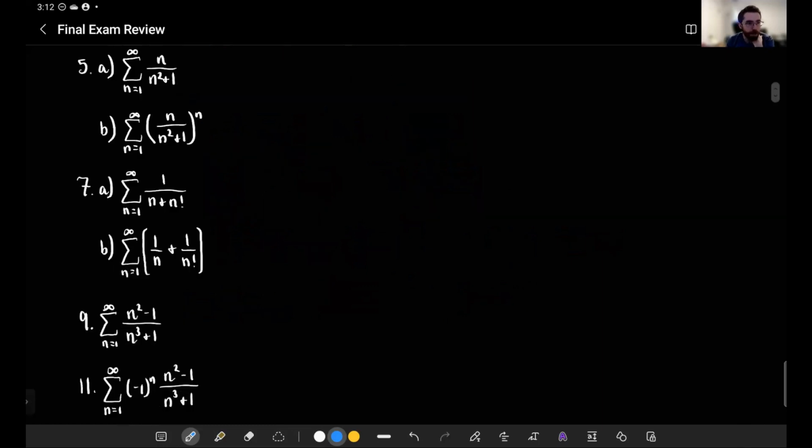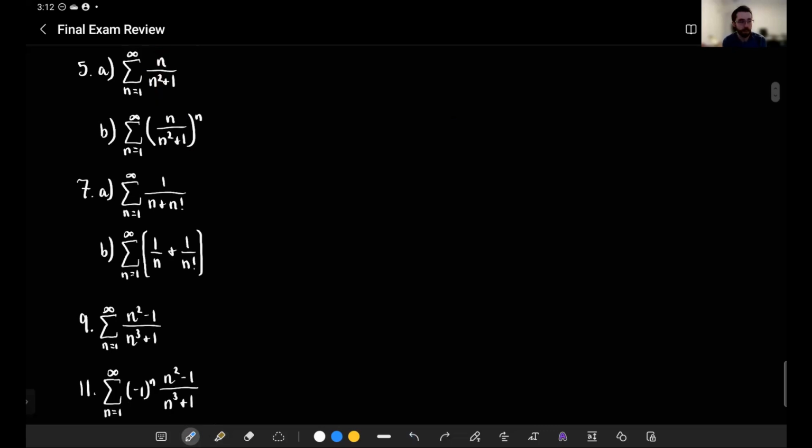Okay, scrolling down, 5a looks like n over n squared plus 1. I think to myself, the only terms that should matter are the highest powers in the top and bottom. Right, the plus 1 shouldn't impact us too much. So I think n over n squared is like 1 over n. So potentially this is like a harmonic series. So I ask myself, can I compare to the harmonic series directly? If so, what I would want to happen is I would want our terms to be bigger than or equal to the harmonic terms. Because if you're bigger than a divergent thing, you're divergent.